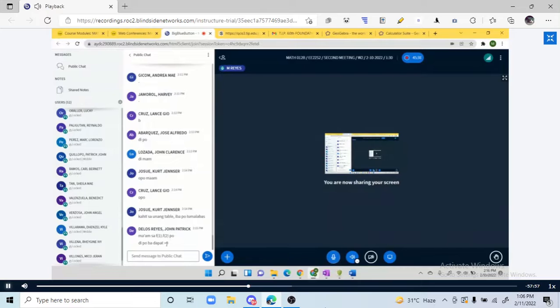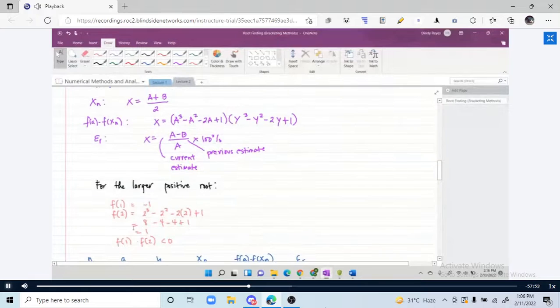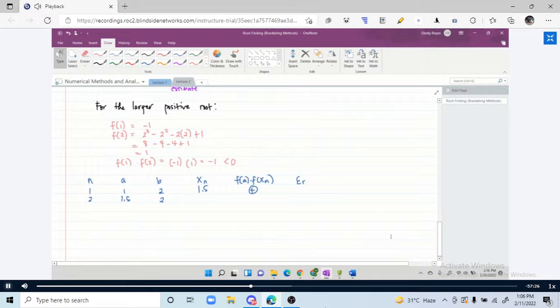Ma'am, sa F1 times F2 po, di po ba dapat greater than 0? Saan iho? Here? F1 times F2 is actually, what is F of 1? Negative 1. What is F of 2? 1. So, that is negative 1, less than 0, di ba? Greater than 0 by negative 1?